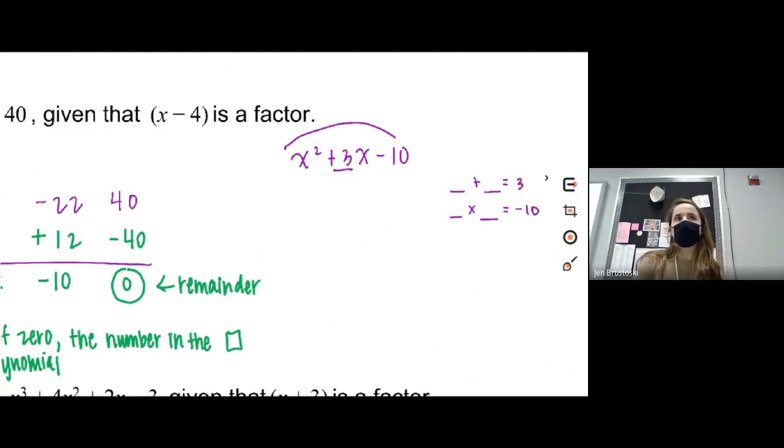Anyone think of those 2 numbers? Connor? Careful. Your numbers are right. It's +5, -2, because we want to get a +3. So then we're going to write x plus 5, x minus 2.